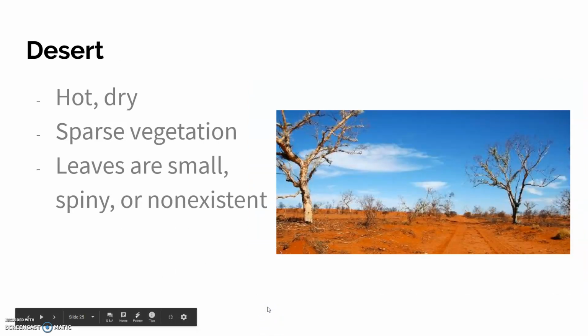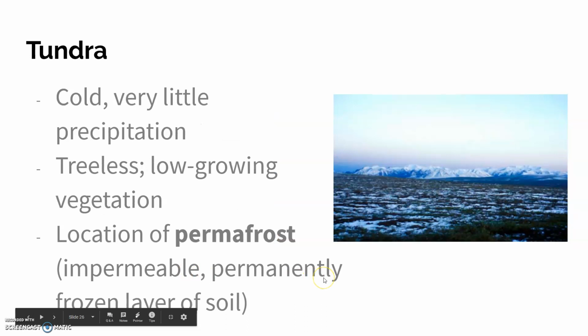The desert is hot and dry all the time. Because it's so hot and so dry, things don't grow very well. They have very sparse vegetation. Any plants that do grow there are adapted to the low availability of water, and so they do everything they can to minimize water loss. For instance, the leaves can be very small, they may be modified into spines, or just not there at all.